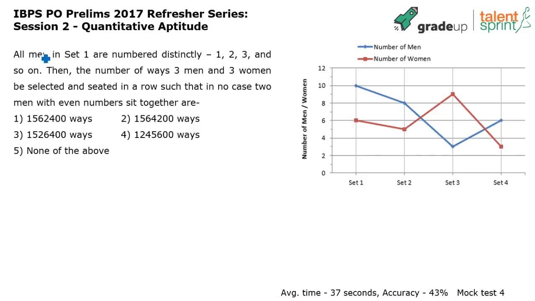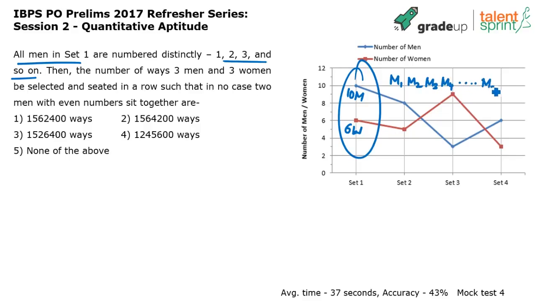So first of all, he's talking about set 1. How many people are there in set 1? We have got 10 men and 6 women. Total 16 people, right? Now, all the men in this group are numbered distinctly, 1, 2, 3 and so on. So what are the 10 men? The 10 men are M1, M2, M3, M4 and so on up to M8, M9, M10. And 6 women. There's no numbering involved in women here, right?